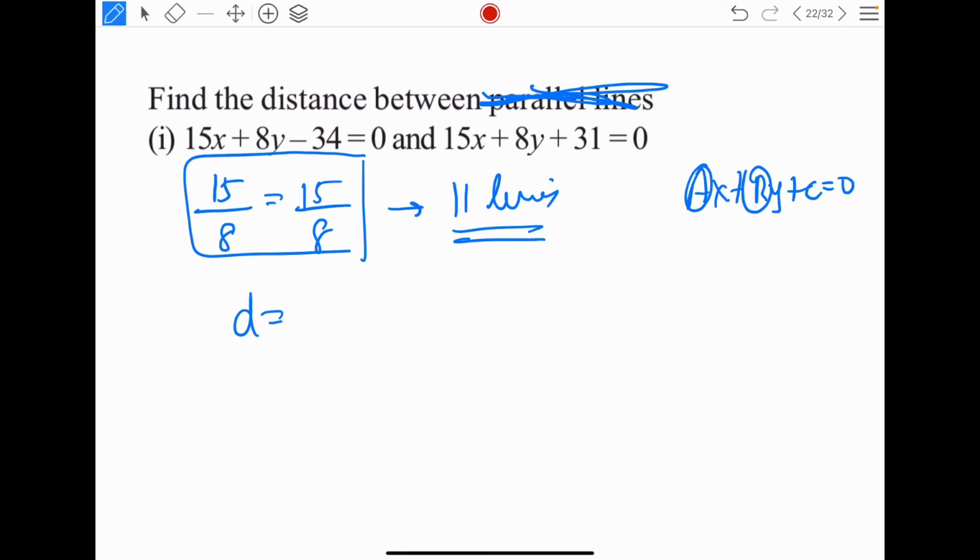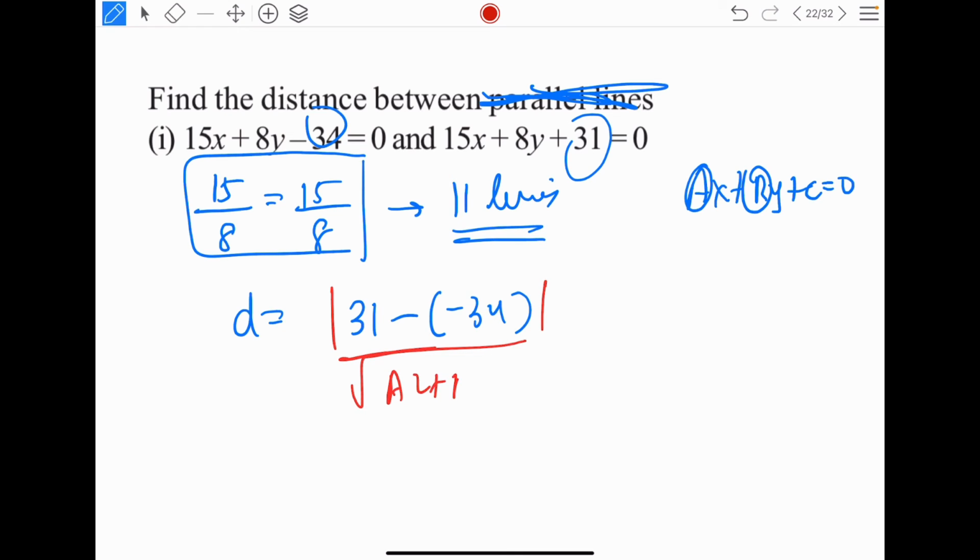C2 minus C1. What is C2? 31. C1 is minus 34. These are your C's, no? The constant terms. Modulus upon under root a square plus b square. So 31 minus minus 34 is 31 plus 34, that is 65, by under root a square.